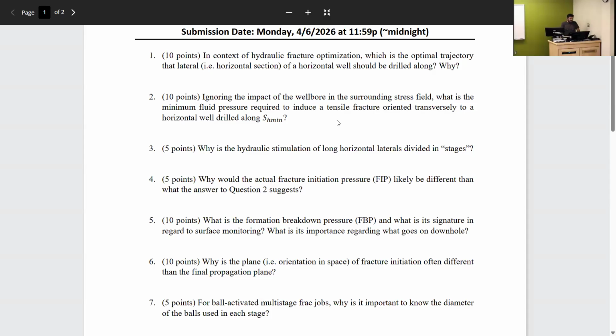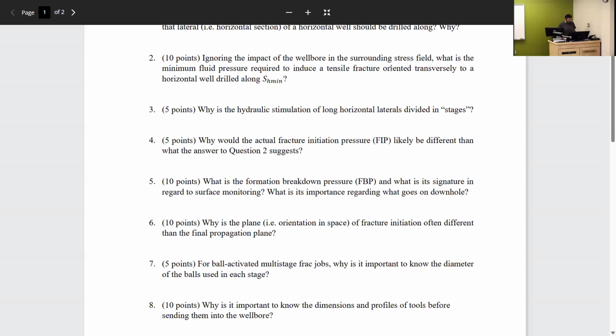For ball-activated multi-stage frac jobs, why is it important to know the diameter of the balls used in each stage? I think Aaron Barton, in the videos that we saw, made it clear why the size of the balls that we use matters, and why we go from big size to small size accordingly as we go from toe to the heel when we fracture a well. Question number 8.